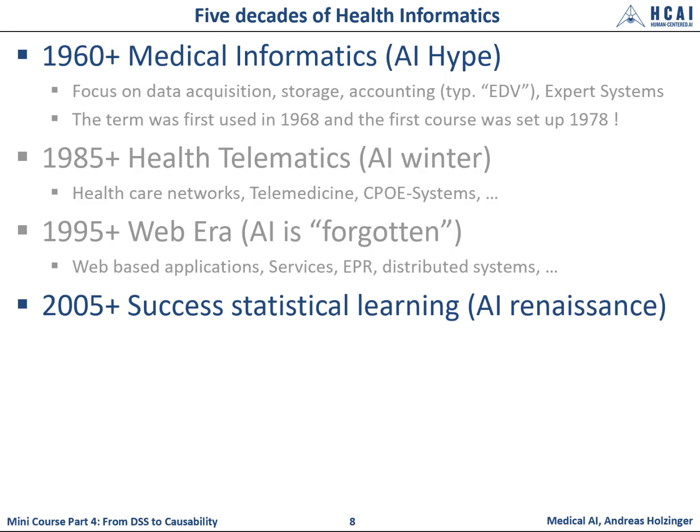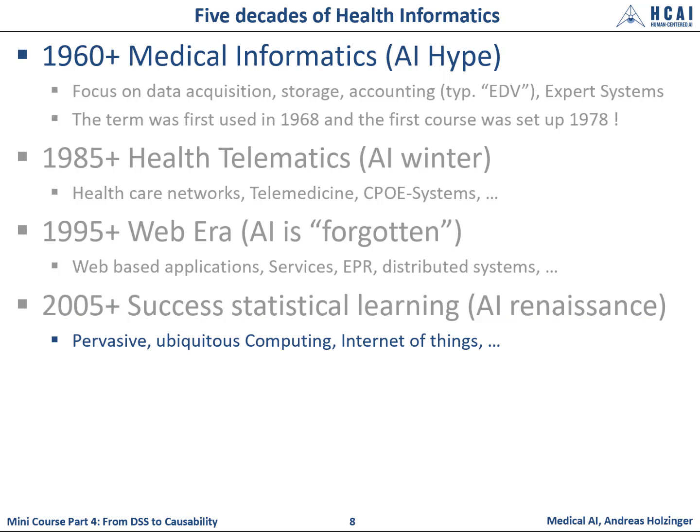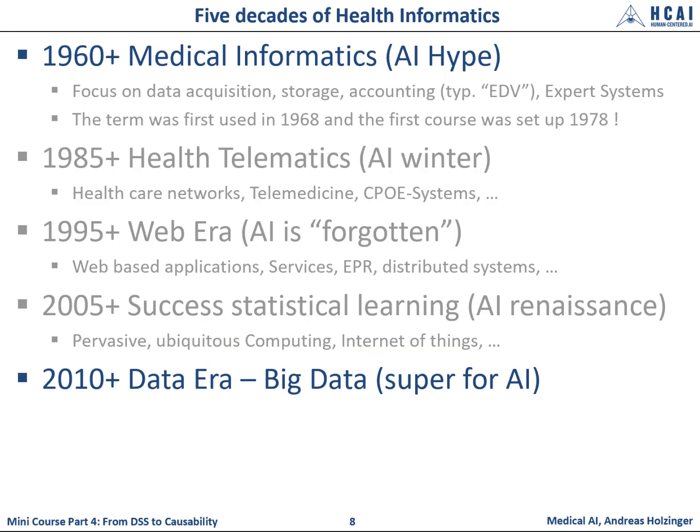So in 2005, then we have this, let's say, rebirth, the AI renaissance, with the huge success in statistical learning due to the availability of data and due to the availability of computational power. So pervasive computing, ubiquitous computing, Internet of Things, this was on high tide in these days. And 2010 then, big data is here. This is super for AI. This means a massive increase of data. So the challenge now is more focused on data integration, data mapping, and so on.